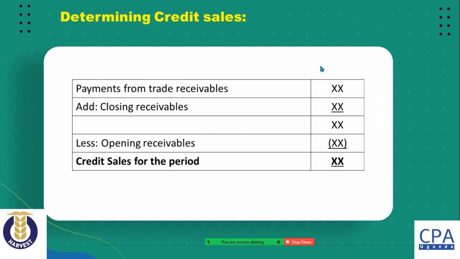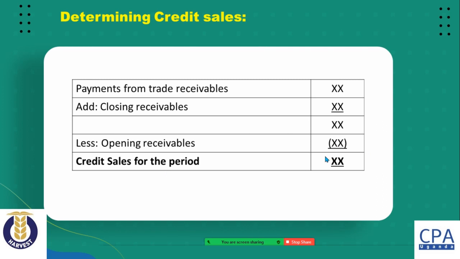So when you look at this format, this is a vertical format. You get the payments from the trade receivables, add on the closing receivables, the figure you get, deduct the opening receivables. The figure that you get are the credit sales for the period.